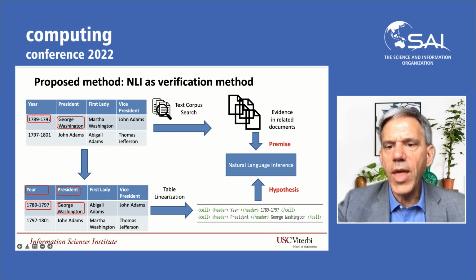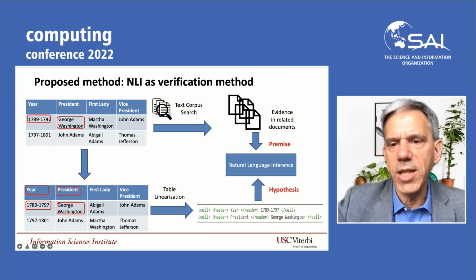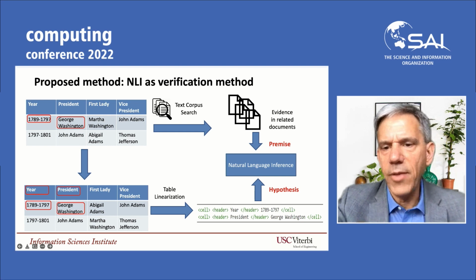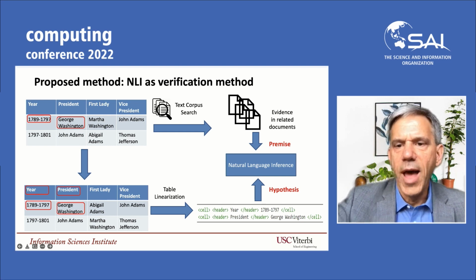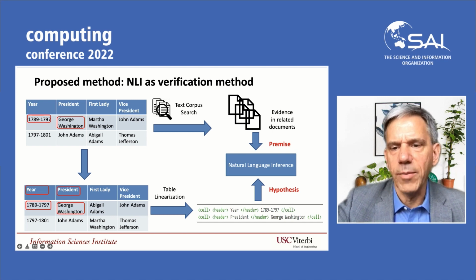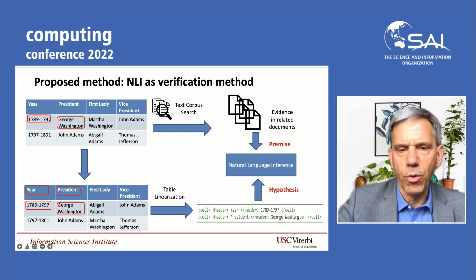And so that essentially forms the hypothesis. And then what we can do is a natural language inference step, where we compare our hypothesis about this fact being true, whether or not George Washington is president in these years, against the evidence from the text documents. And then either find support for that information or decide that there's a conflict.